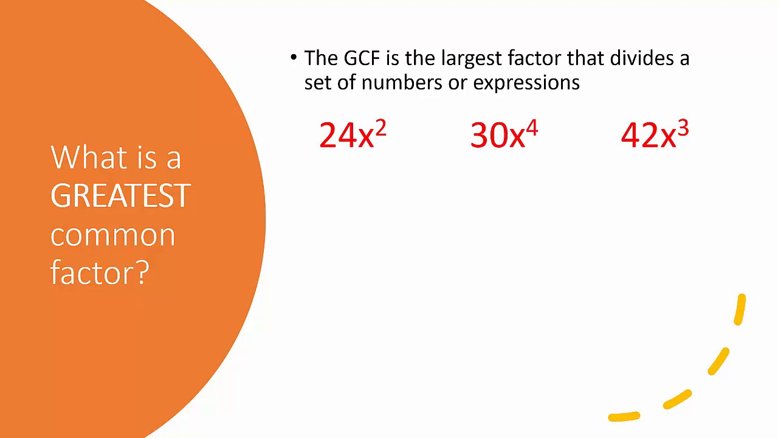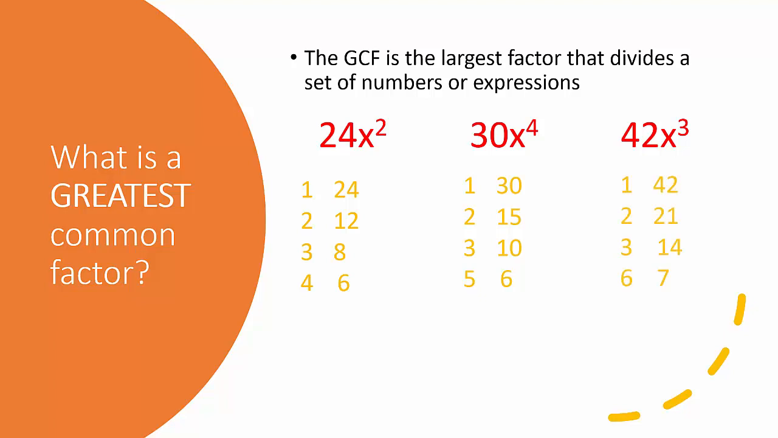I've also added on 42, and notice the other thing is that they are expressions, right? We have x squared with that 24, an x to the 4th with the 30, and an x cubed with the 42. That's also going to play a role in the greatest common factor. I like to treat those two things as separate. The 24, the 30, and the 42, those are called coefficients. I would still find the list of factors for each of those numbers.